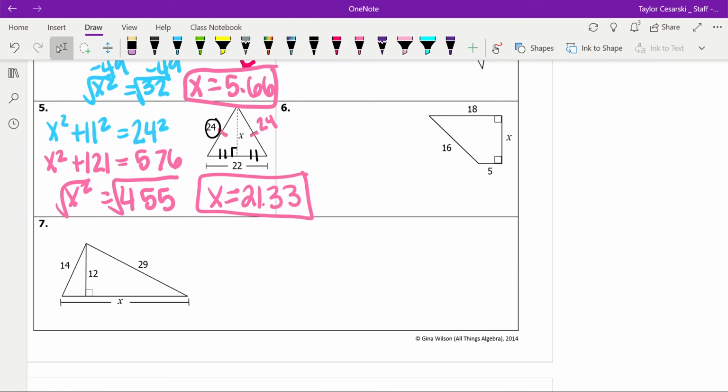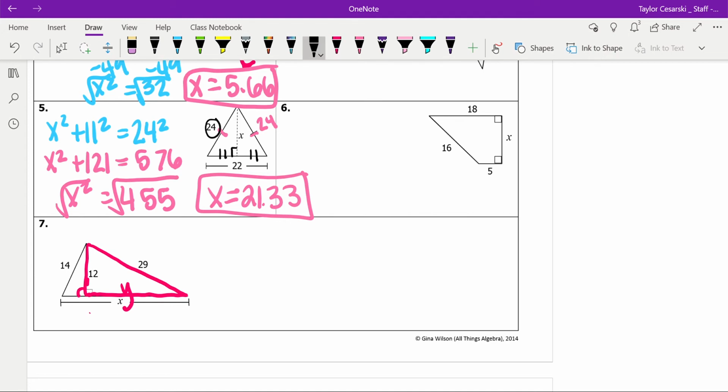All right, number 7. This one's going to be a little bit more involved because you notice that you actually have 2 right triangles going on. Remember, if this is a right triangle here, I'm also going to have a right triangle on the left-hand side. What I want you to do is just focus on the right triangle for now. I'm going to label this bottom part y for now, and we're just going to try and find the bottom part y.